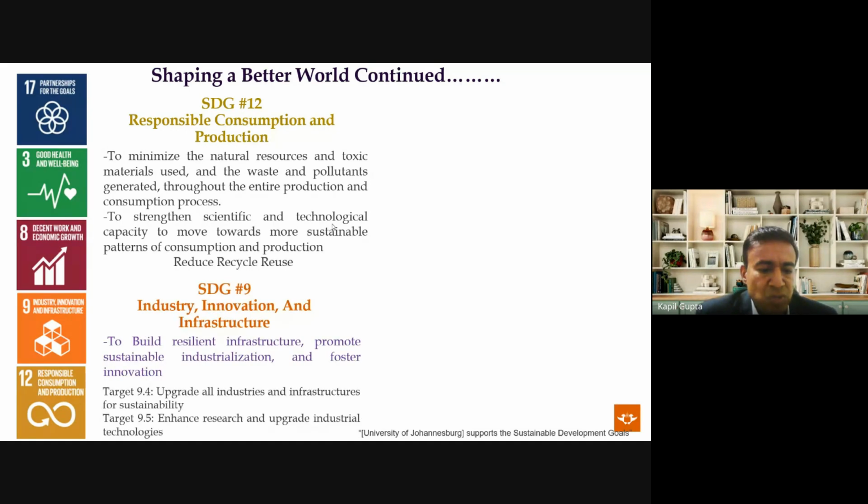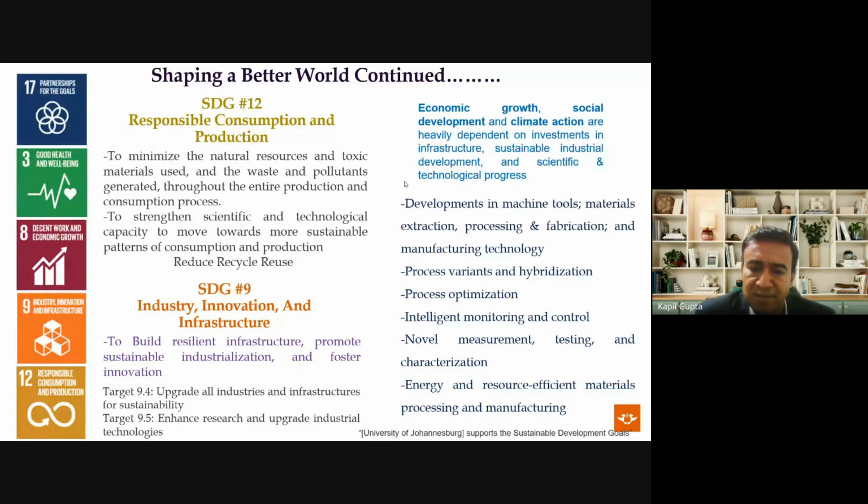Similarly, goal number 9, to build resilient infrastructure, promote sustainable industrialization, and foster innovation. So there are targets, and we can make a contribution towards those targets to achieve a better world by 2030. So it is possible. It is possible via developments in machine tools, material extraction, processing, fabrication, and development of technology, process variants and hybridization, process optimization, intelligent monitoring and control. These all are relevant to 3D printing as well.